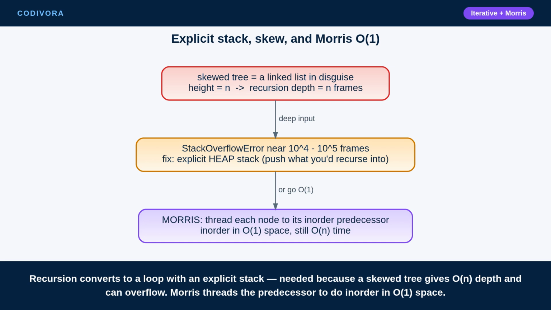The fix is to convert the recursion to a loop with an explicit stack on the heap, which is far bigger. Whatever you would recurse into, you push instead. And if the interviewer wants constant space, name Morris's traversal. It temporarily threads each node to its in-order predecessor, so the tree's own idle pointers remember where to return, giving an order in O of one space, still linear time.